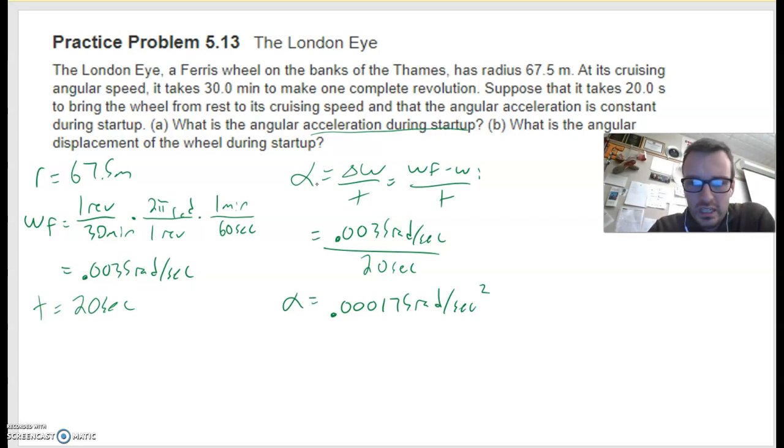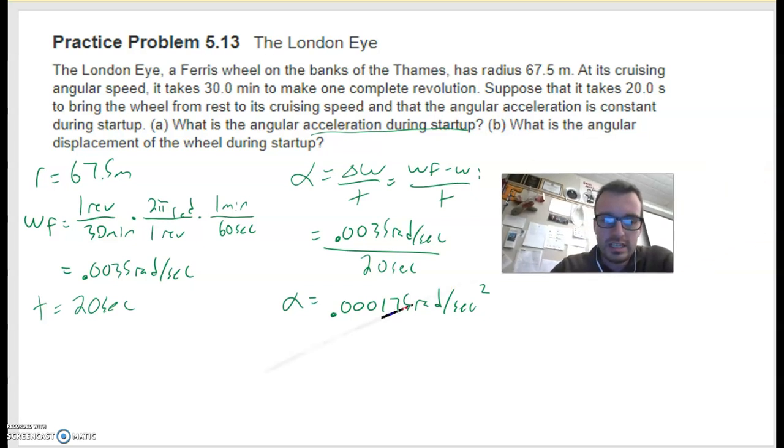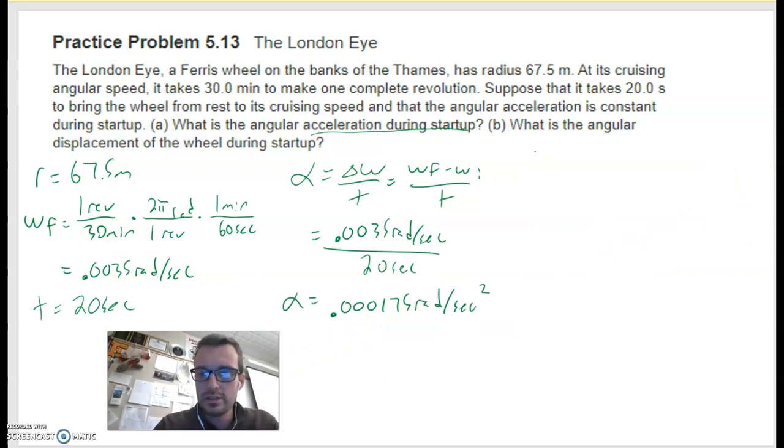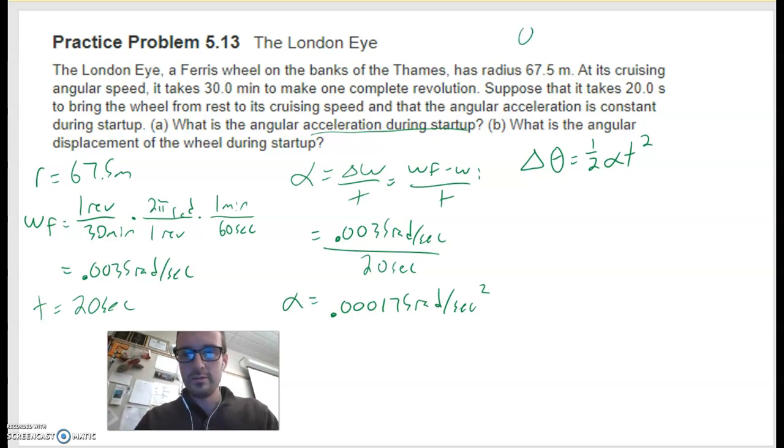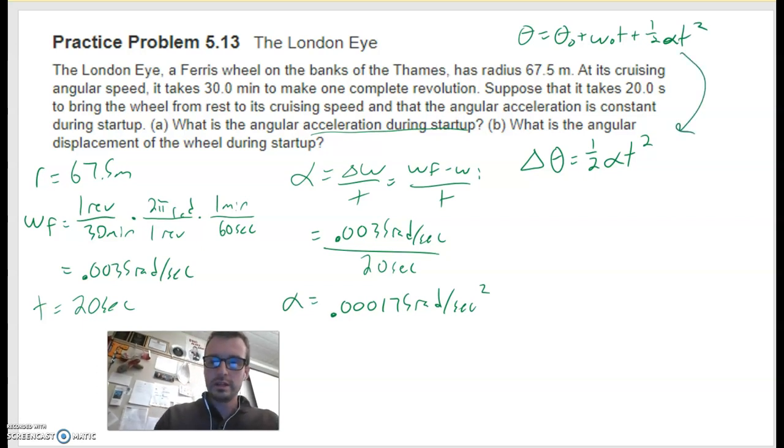All right, what's the angular displacement of the wheel during startup? The angular displacement, as a reminder here, is delta theta. So we can truncate our longer kinematic equation. The reason we can do that is because the omega initial term is 0. If you're wondering where that comes from, it comes from this equation on your equation sheet, but omega initial is 0 and theta initial is 0. So that's how I got to that shortened version of that equation.